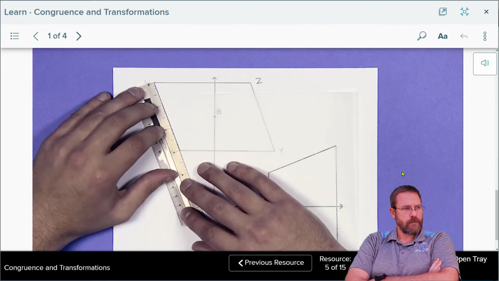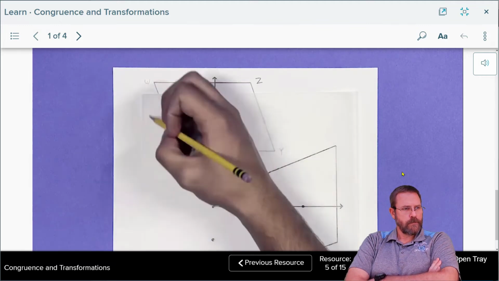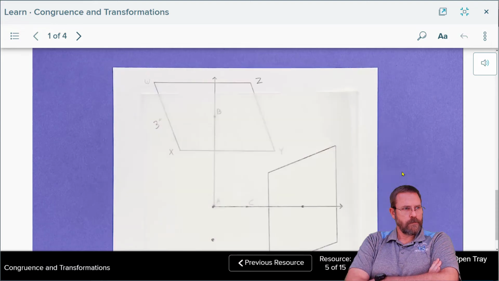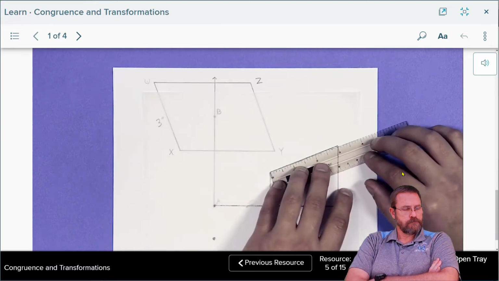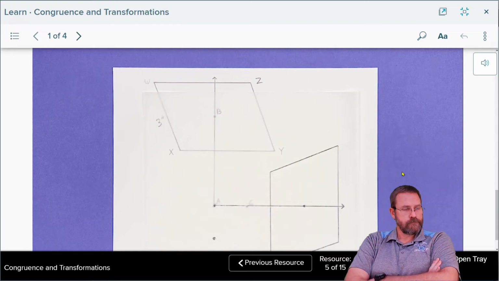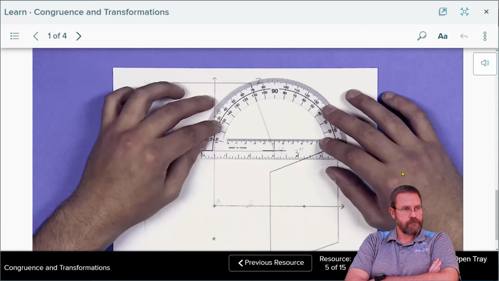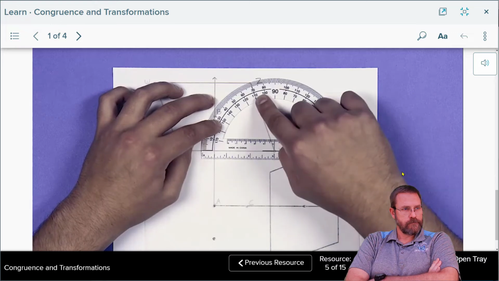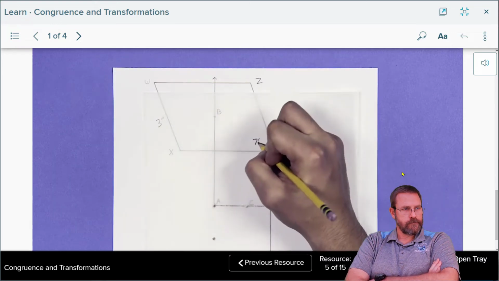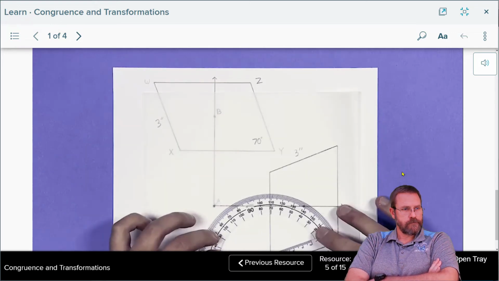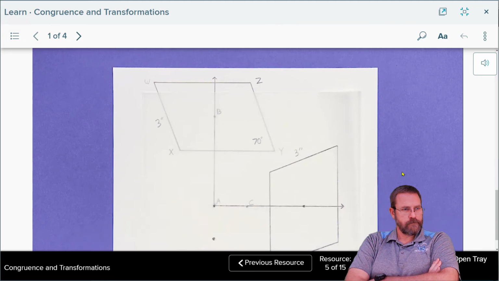The size of the parallelogram did not change. Measure side WX to confirm this. A protractor will show that the angle measurements did not change either. Measure angle Y to confirm this. The rotation of the object does not change its shape or size.